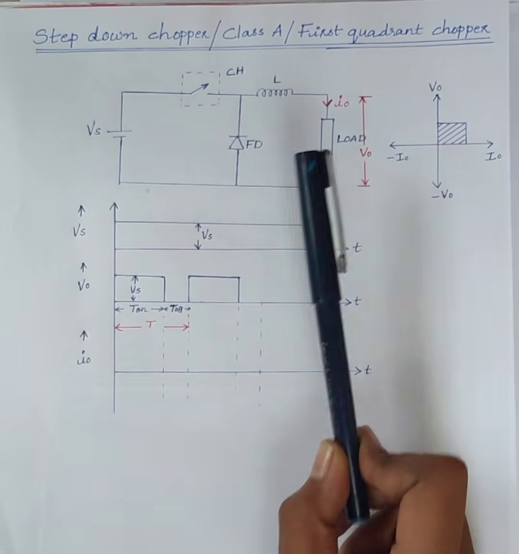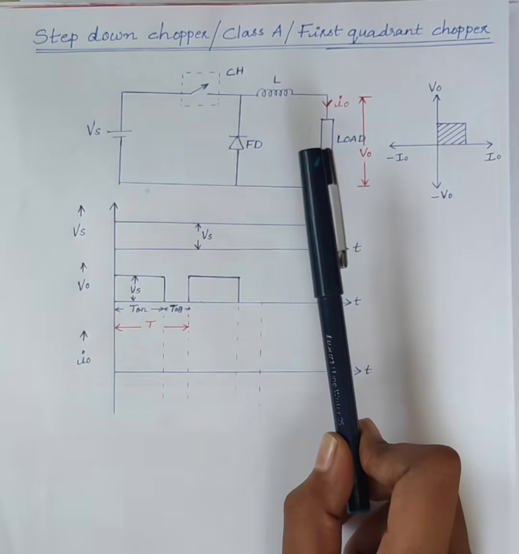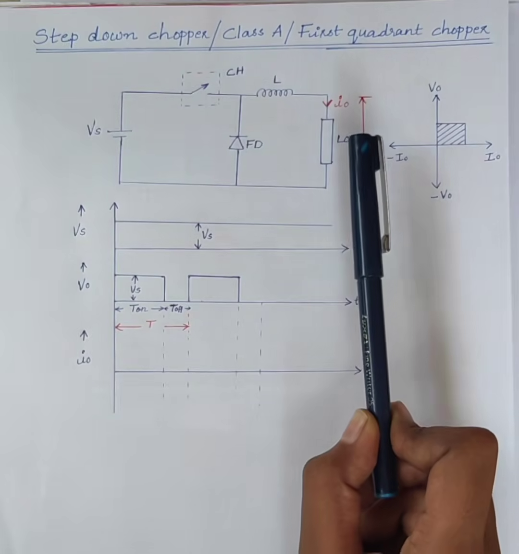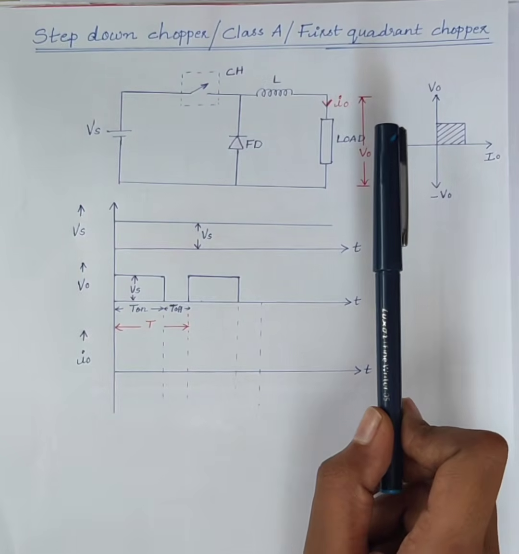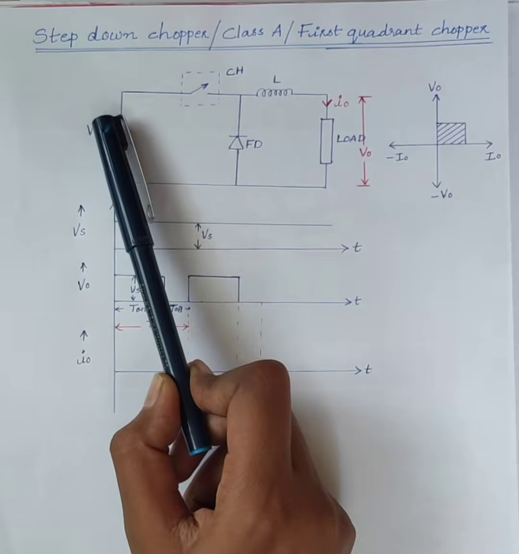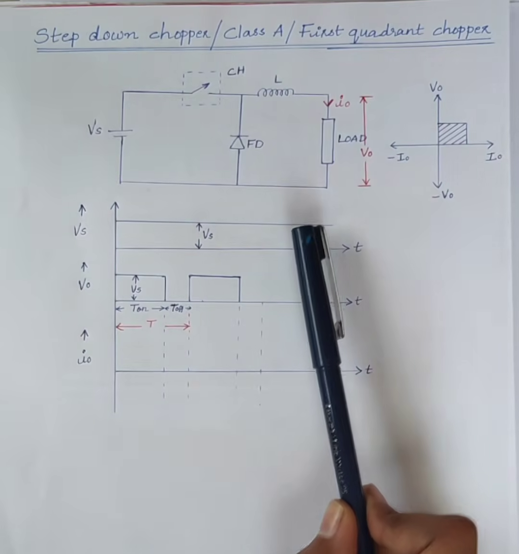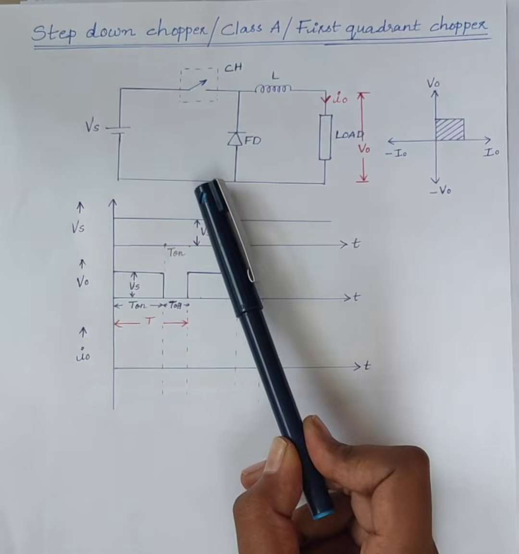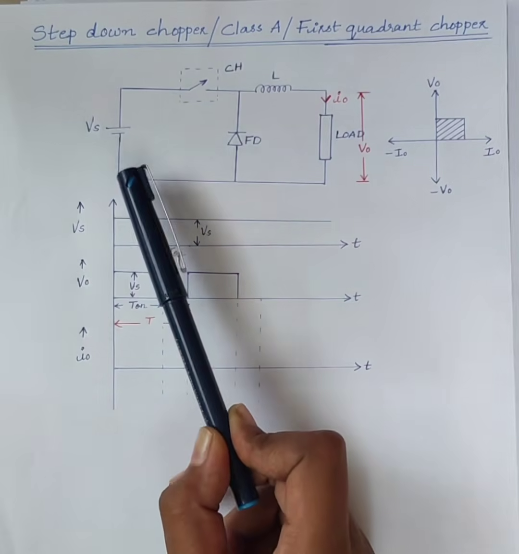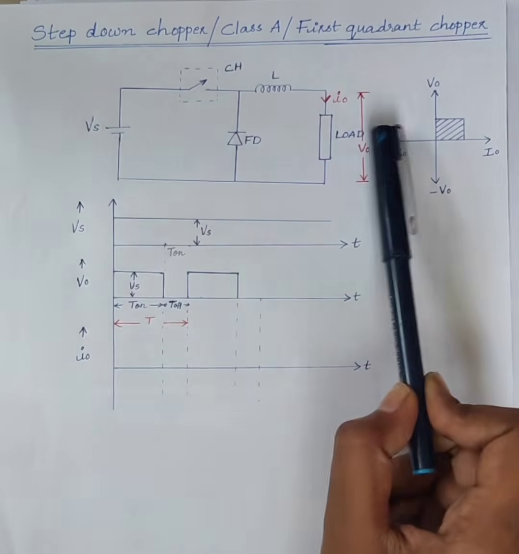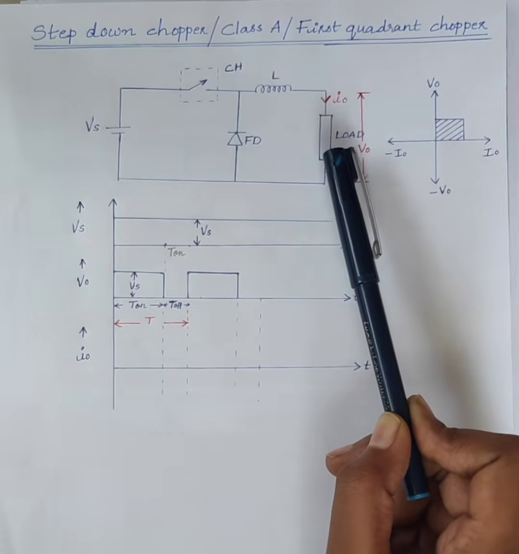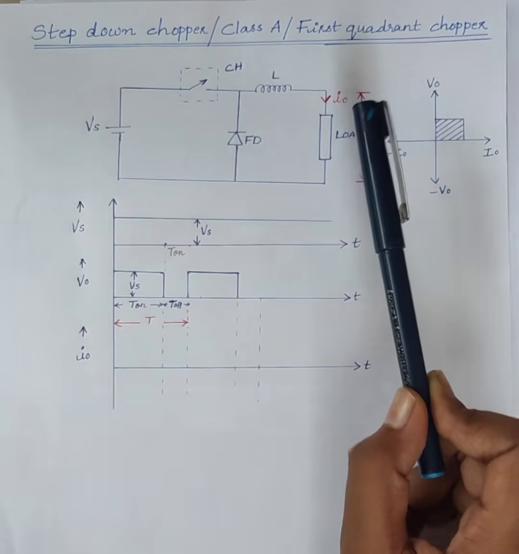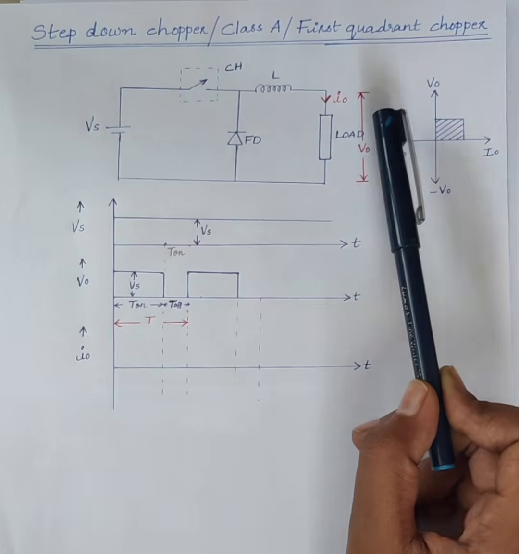So what is step-down chopper? In step-down chopper, the output voltage V0 is less than the input voltage Vs. The circuit diagram of step-down chopper is shown here. Here, Vs is the source or input voltage. V0 is the output or load voltage. I0 is the output or load current.